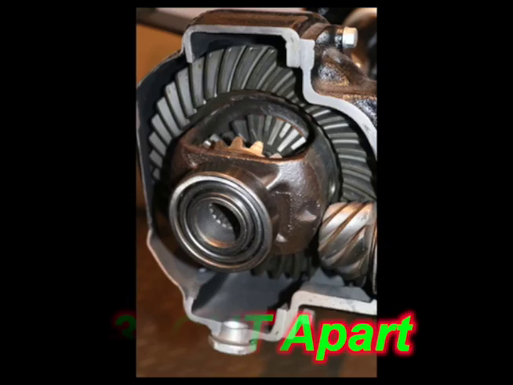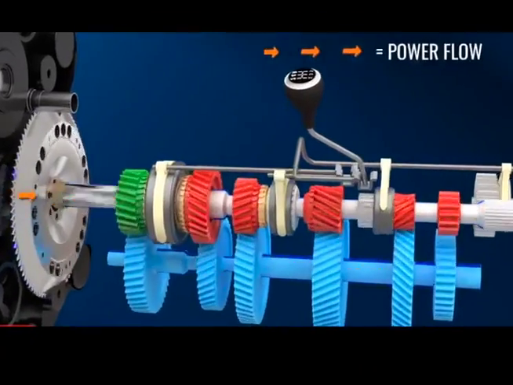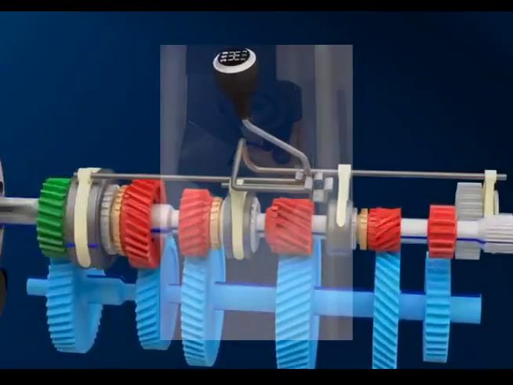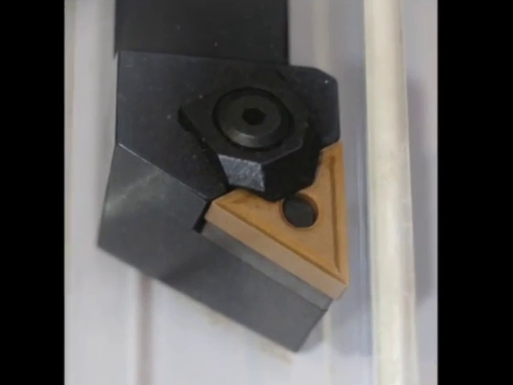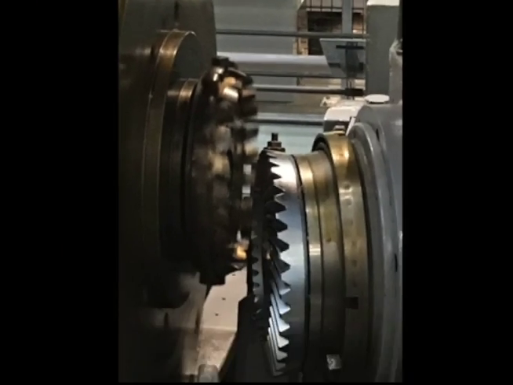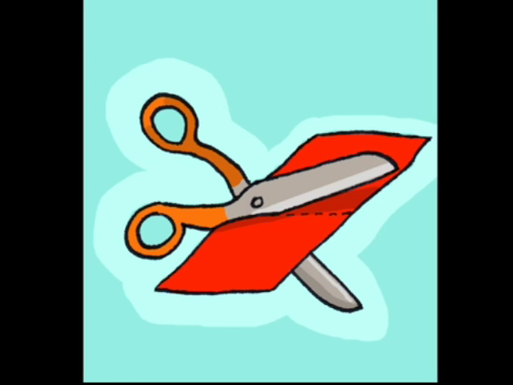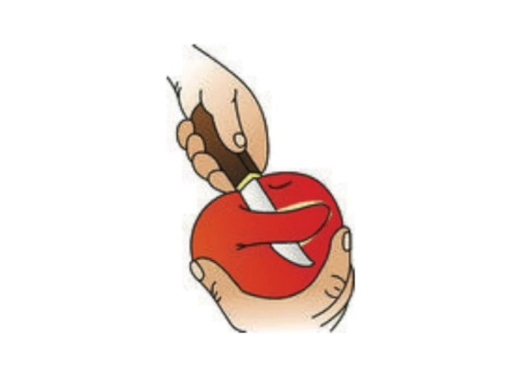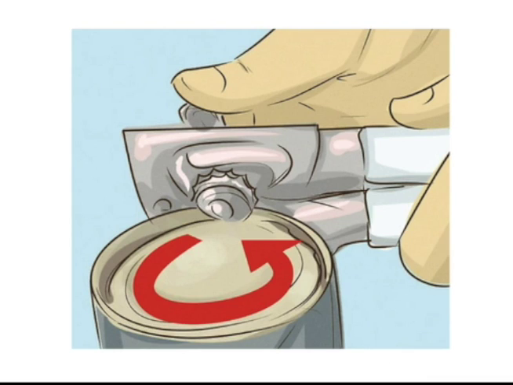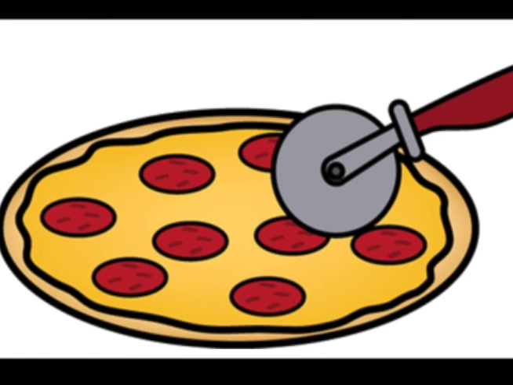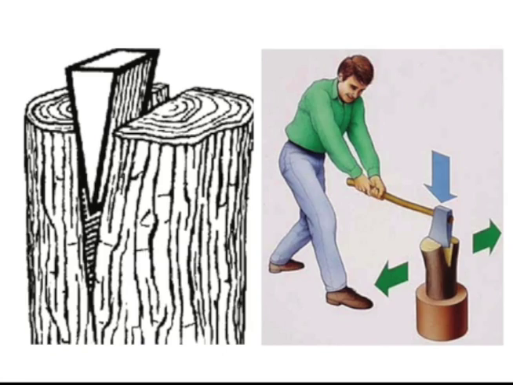Gears change to transmit turning. Gears are circles with teeth. Triangle tools cut apart chips to make the gear teeth. This is like scissors cutting paper and a knife peeling an apple. Can openers, pizza cutters, and axes are examples.